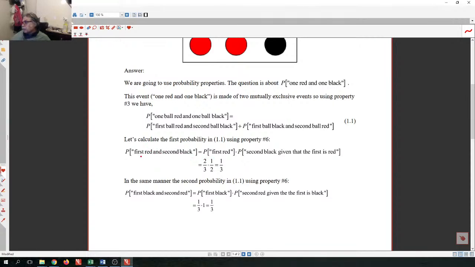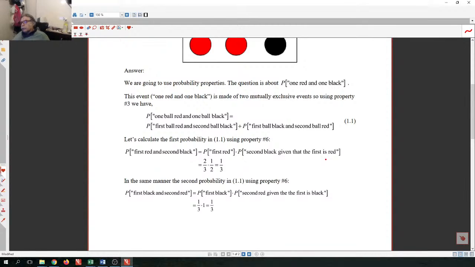So it says first red and second black should be equal, according to the property number 6, to the probability of the first red times the probability of the second black given that the first one is red. Okay, so I'm having two events, first red, second black. If I want to calculate the first red and the second black, that is first being red times the probability of the second being black given that the first is red. That's property number 6.